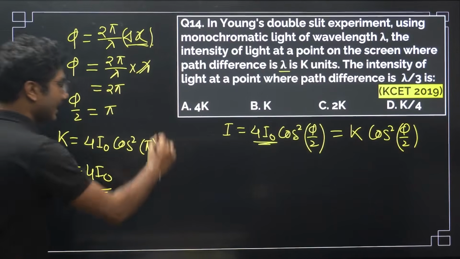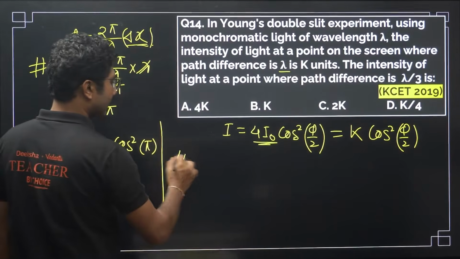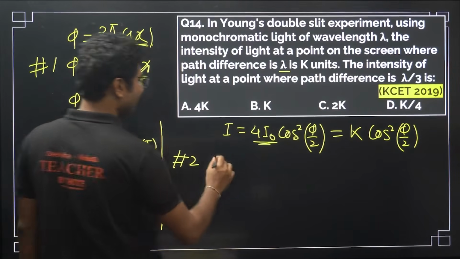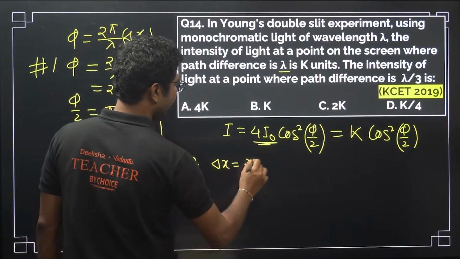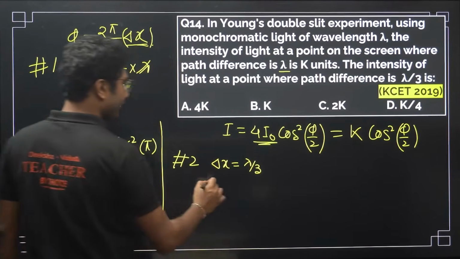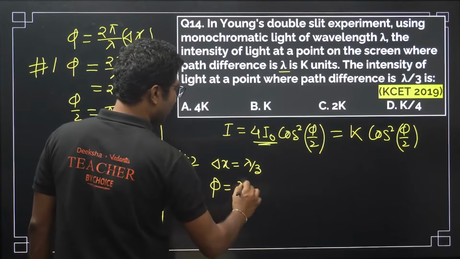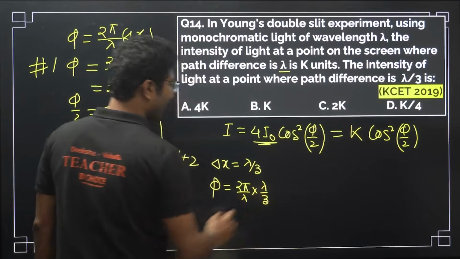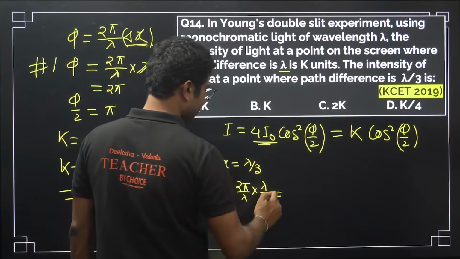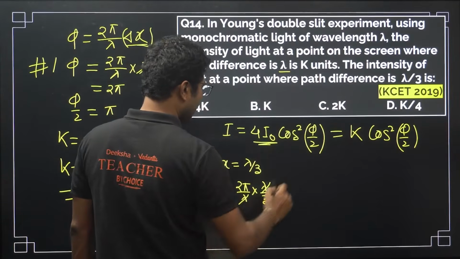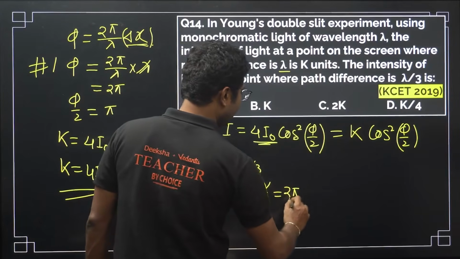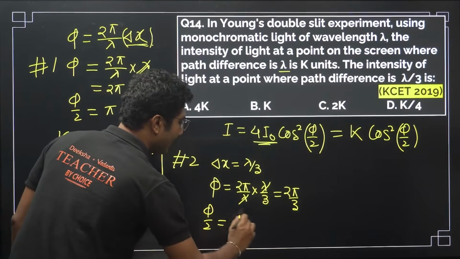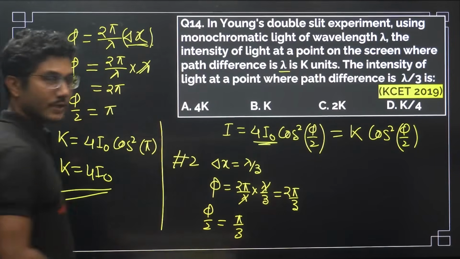Right? Now the second case, now let's go back to the second case. Second case, it states that the path difference delta x is lambda by 3. Right? So what will be the phase difference? So phase difference will be 2 pi by lambda into lambda by 3, which equals, lambda cancels and you get 2 pi by 3. Right? So what is phi by 2? Phi by 2 will be pi by 3.